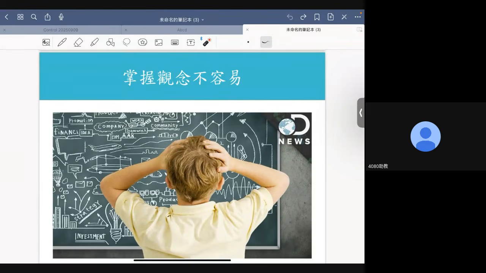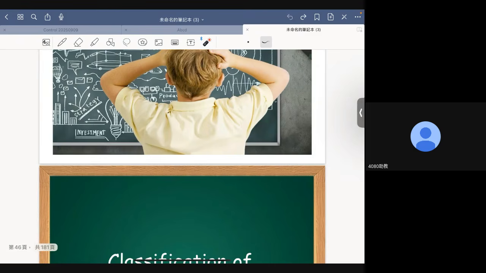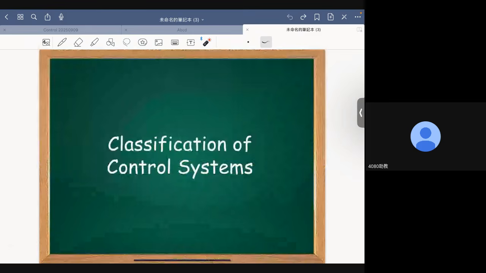Okay, and when I was 50 years old, I finally really think I know a thing or two about control. It really takes some time to grasp the idea of control. If you learn control and you think, why is it so complex? What does it want to do? Don't be frustrated. It is the material itself that makes things difficult. Don't blame yourself. Okay, now let's go to another topic.